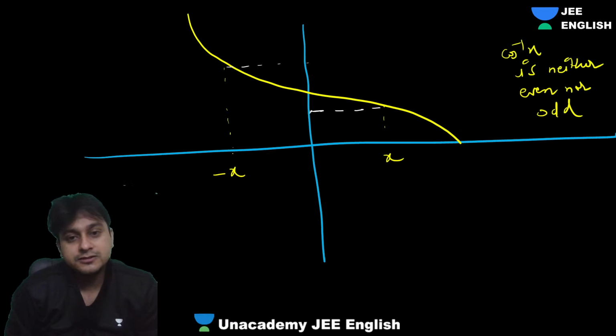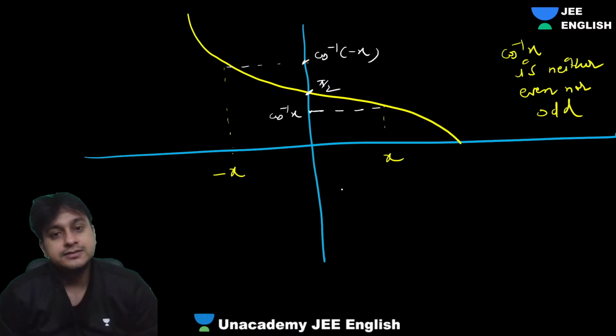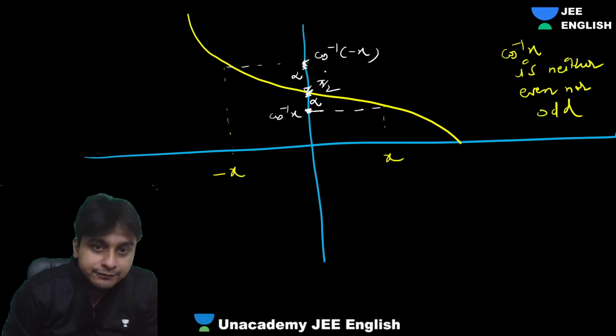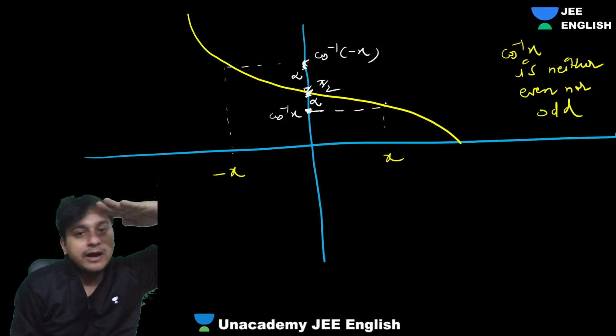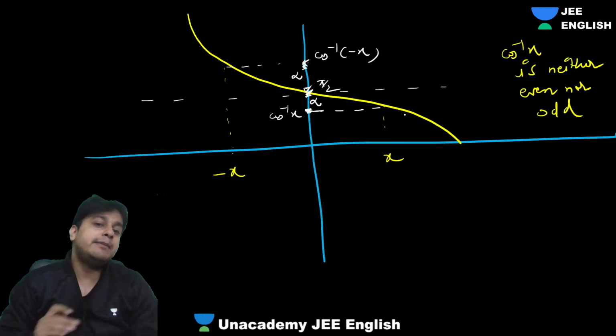So guys, let's suppose this is my cos inverse of minus x, and this height is cos inverse x. This is pi by 2. Everyone understands this? By symmetry, suppose this height is alpha, so this also will be alpha. If this small height is alpha from here to here, this height will also be alpha. The graph is symmetrical about pi by 2.